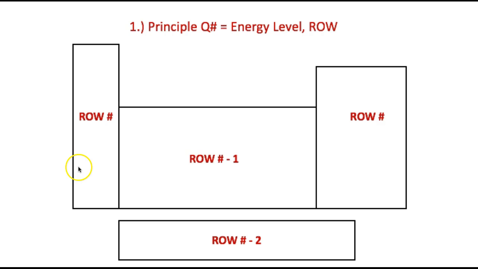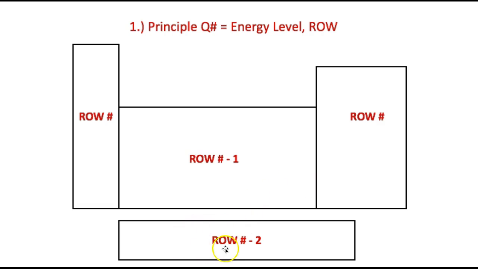So if I'm down here in like row number 5, my principal quantum number will be 5. Over here, I'm also just using my row number. So if I'm here in row number 3, my principal quantum number would be a 3. This middle section of the periodic table, this is where I said the transition metals are, your row number minus 1. So let's say I'm over here in row number 6, and I want the principal quantum number. I take my row number 6 minus 1, so my principal quantum number would be a 5.